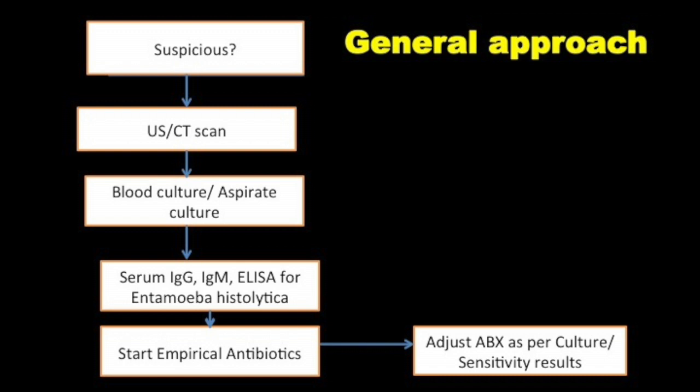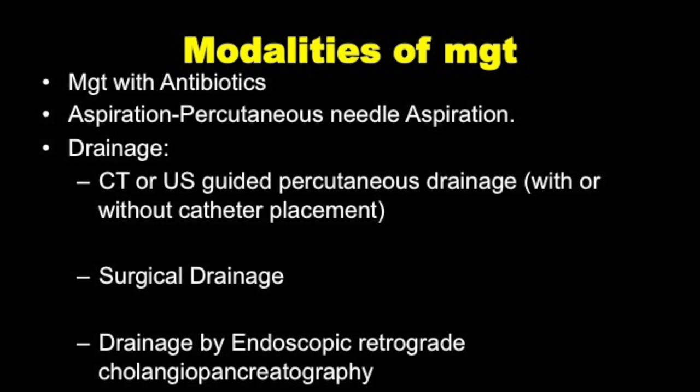And then it's followed by a blood culture and then the culture of the aspirate, which will eventually guide our antibiotic therapy. And then the serum IgG, IgM analysis for Entamoeba histolytica. And then when you have done that, you should not delay starting antibiotics. We start on an empirical antibiotic and then we adjust following the culture results. So those are the modalities of management. In the medical aspect, we use antibiotics, but there is surgical and then the radiological, which Dr. Maxwell is going to talk about.